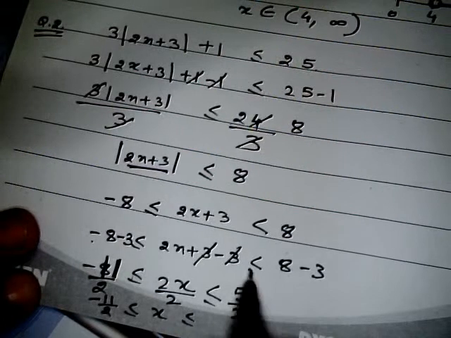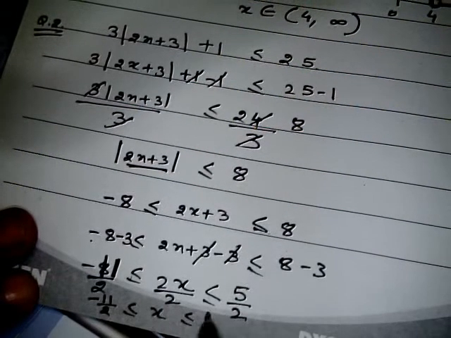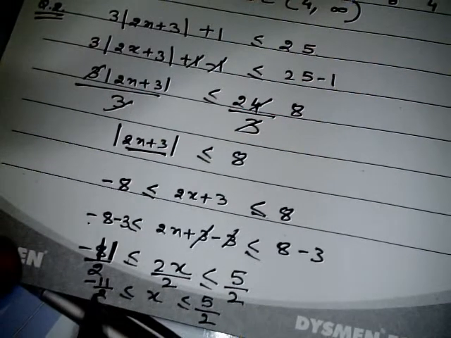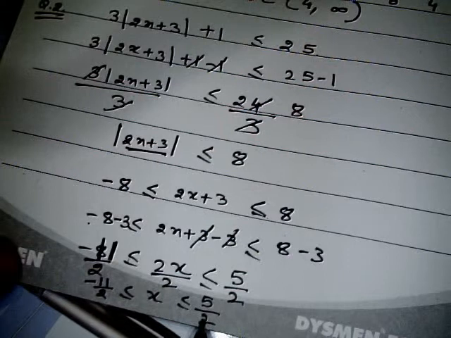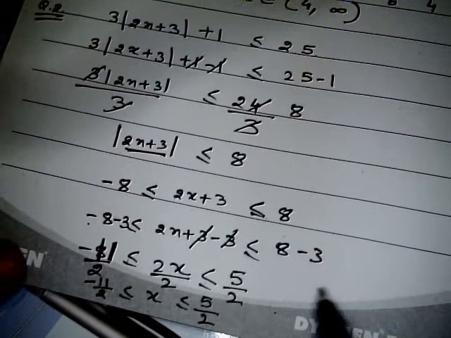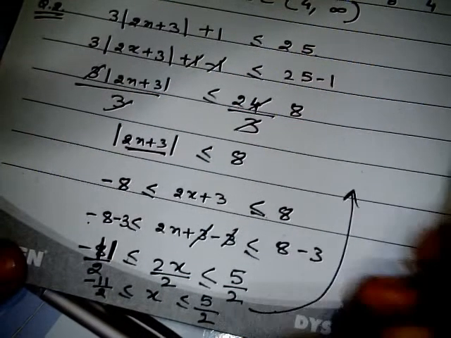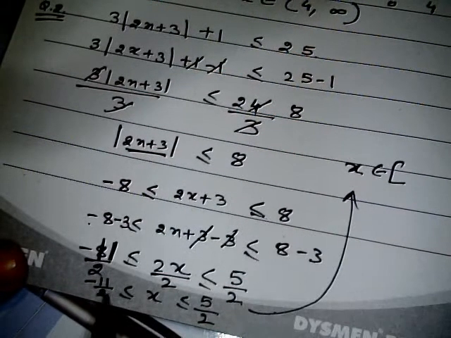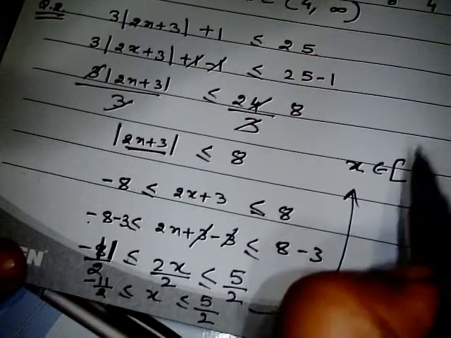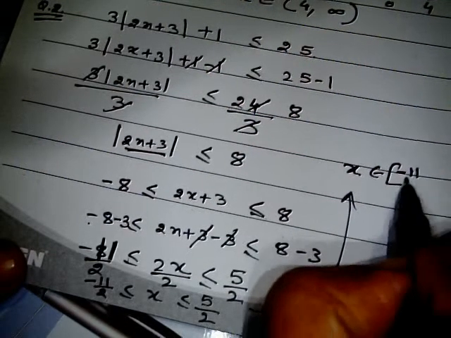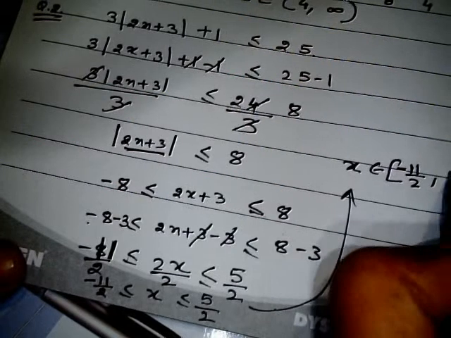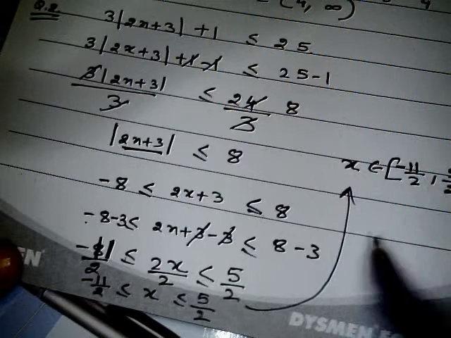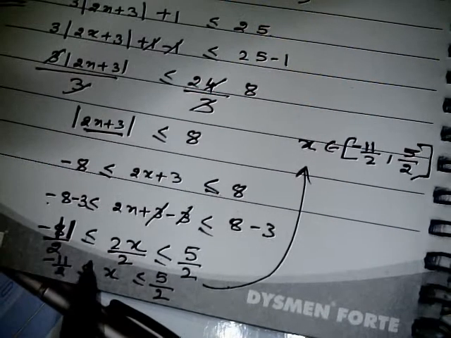Now the range has come: x is greater than negative 11 by 2 and less than or equal to 5 by 2. When you write this in notation form, x belongs to the interval starting from negative 11 by 2, comma, and ending with 5 by 2, with square brackets on both sides. Why? Because here it is greater than or equal to and this is less than or equal to. Whenever the equals sign is there, it means a square bracket.